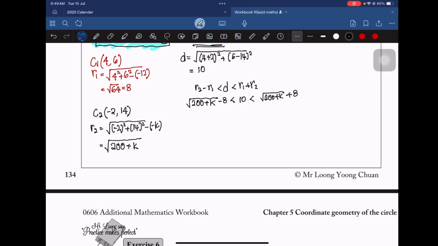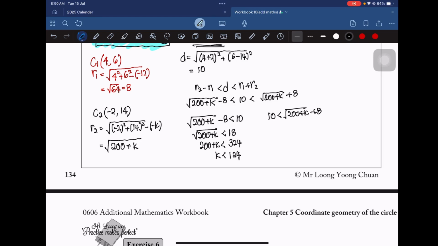Okay, so we need to solve for both sides. From here, we do the left side first. So the square root of 200 plus k minus 8 is less than 10. The other one is 10 less than the square root of 200 plus k plus 8. So then you move over. The square root of 200 plus k is less than 18. Then 200 plus k is less than 18 square, which is 324. Then k is less than 124.